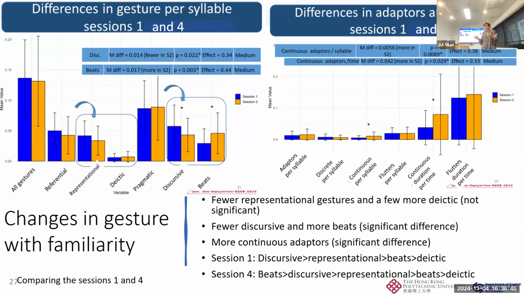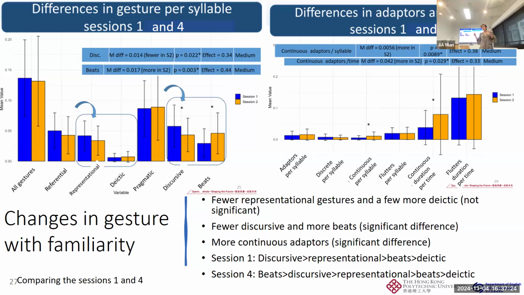So what we did is we just looked at the gestures between sessions 1 and 4, where there had been very little proficiency change. And here we found that there were differences in the gestures. In particular, for those with a more pragmatic content, we found that discursive gestures had gone down, and the beats, those ones marking the stress, had gone up. So why, as our participants are more familiar with us, are they using more beats?